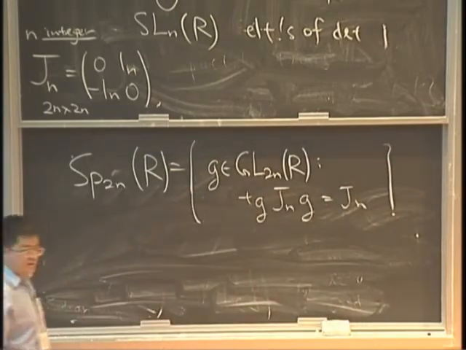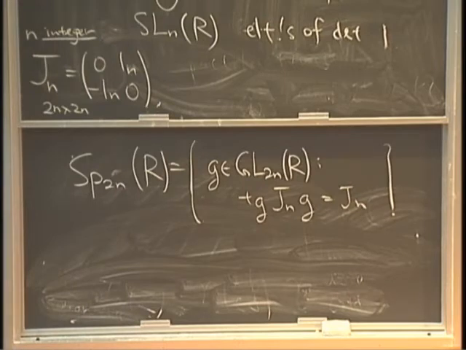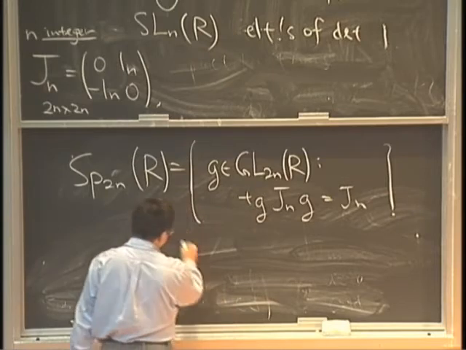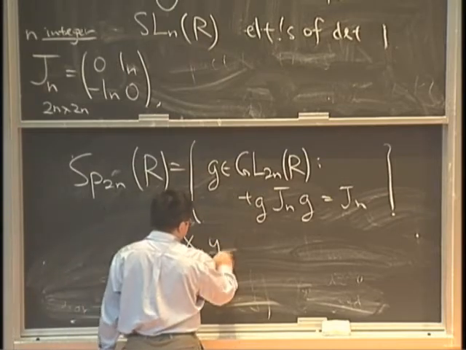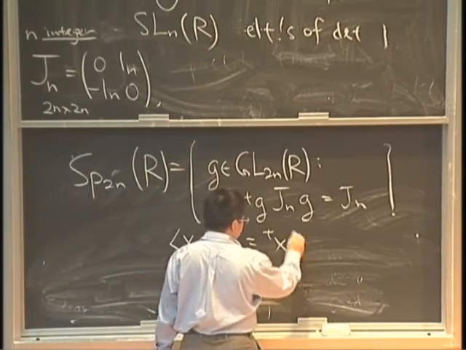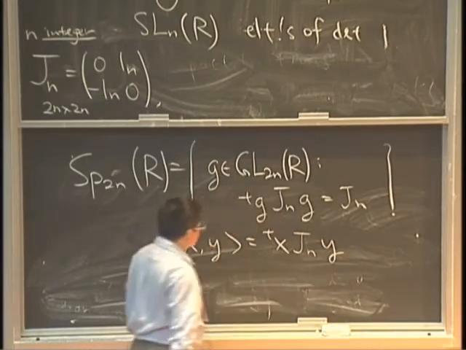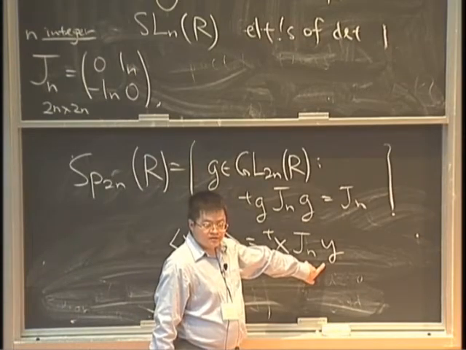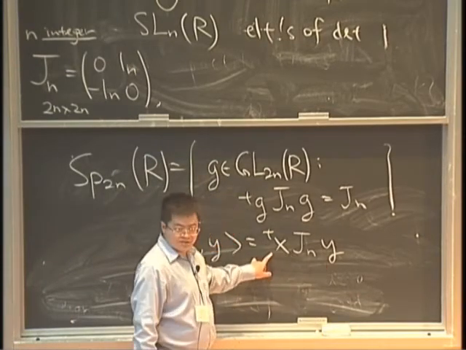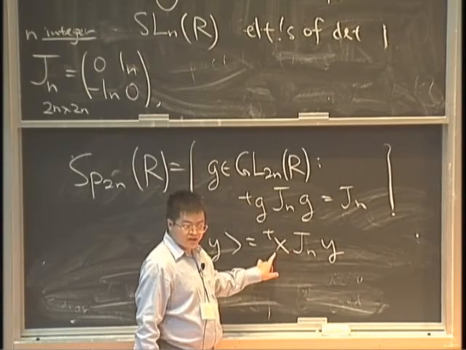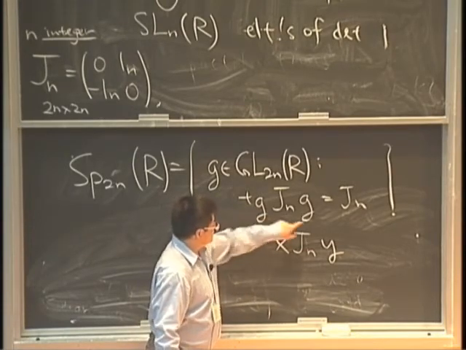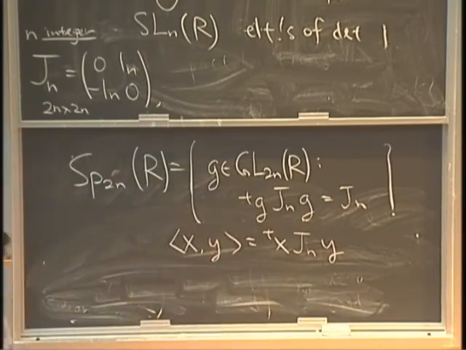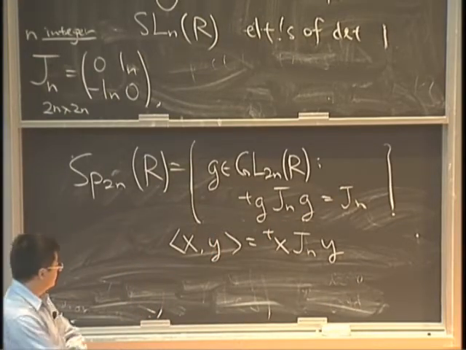So what does this really mean? This Jn actually defines something which we call an alternating pairing. The alternating pairing is defined as follows. You can define the pairing of x and y to be the transpose of x times Jn times y. So this actually means that if I make g act on the left of y, and also make it act on the left of x, which becomes making it act on the right of transpose of x, then this will be preserved because this middle thing is the same as that one. So the pairing defined by Jn is preserved by this kind of group elements.